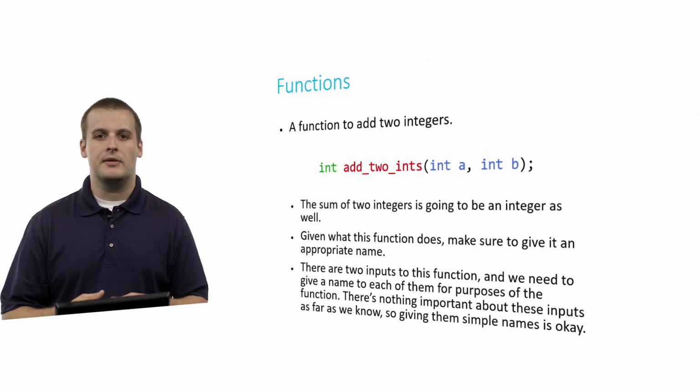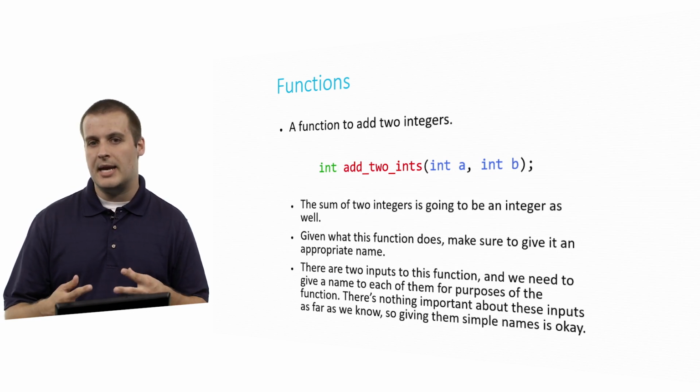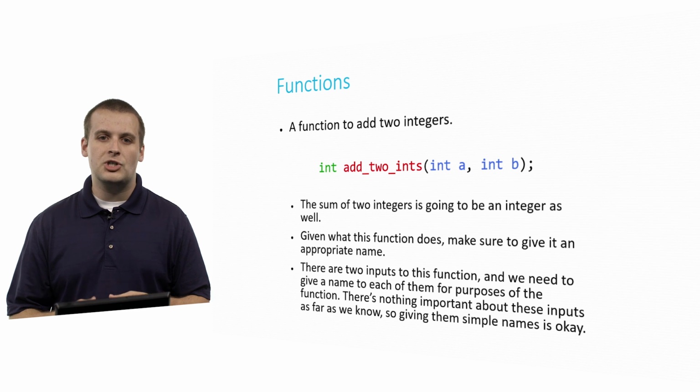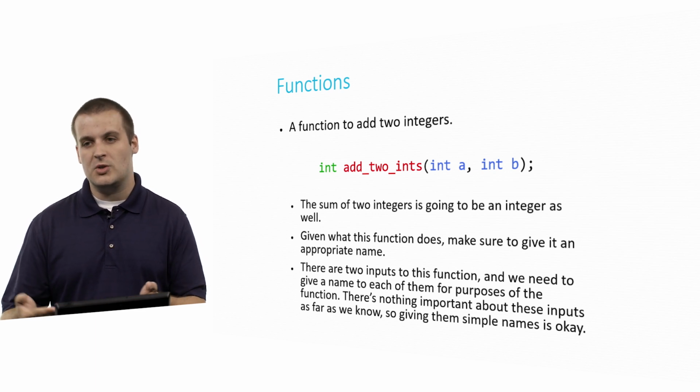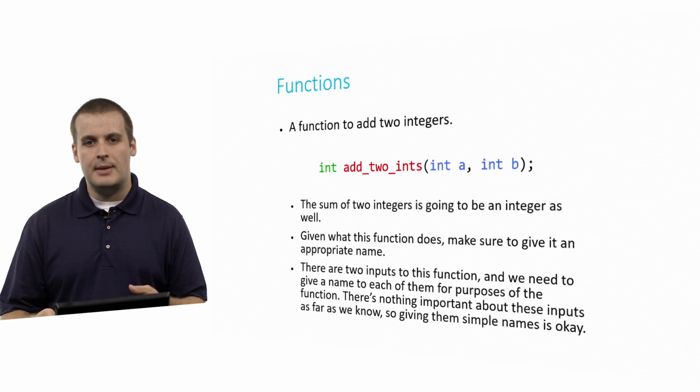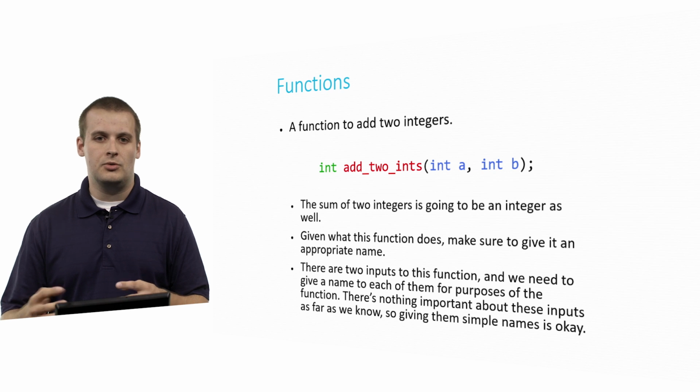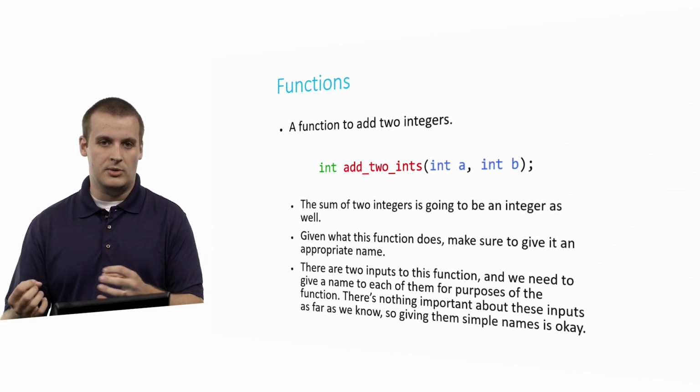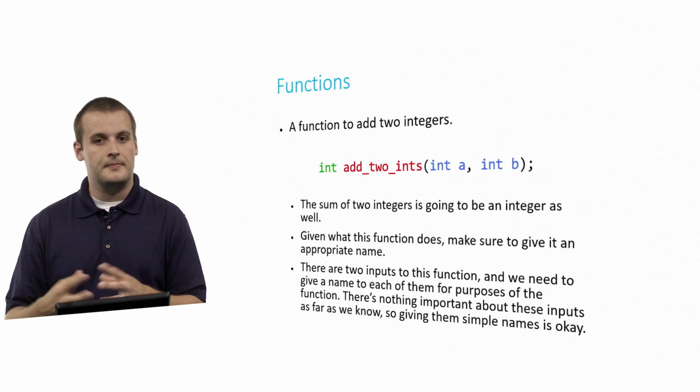So let's do an example here. Let's just take a look at a more concrete one. So here's an example of a function declaration for a function that would add two integers together. The sum of two integers is going to be an integer as well, as we just discussed. And so the return type here in green would be int. That just tells us that add two ints is going to, at the end of the day, output or spit back out to us an integer.